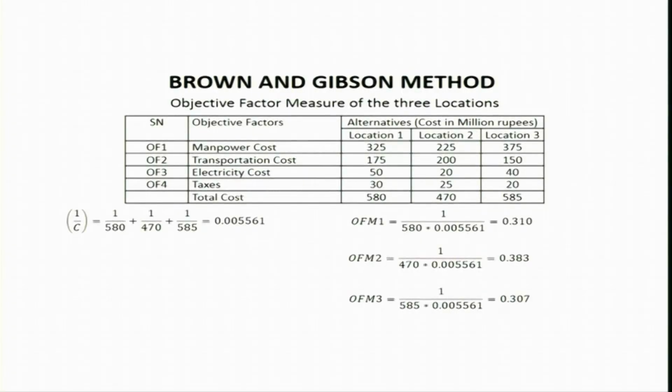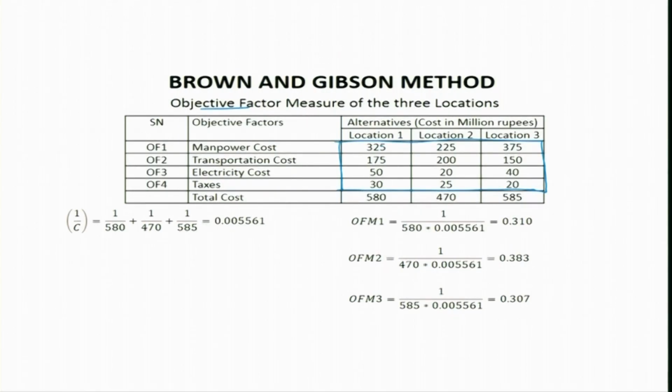So, this is the data available with us with respect to the objective factors. We have 4 objective factors: OF1, OF2, OF3 and OF4. As said earlier, manpower cost, transportation cost, electricity cost and taxes. And we are considering 3 locations: location 1, location 2 and location 3. And this is the cost data available with us for these 3 locations.